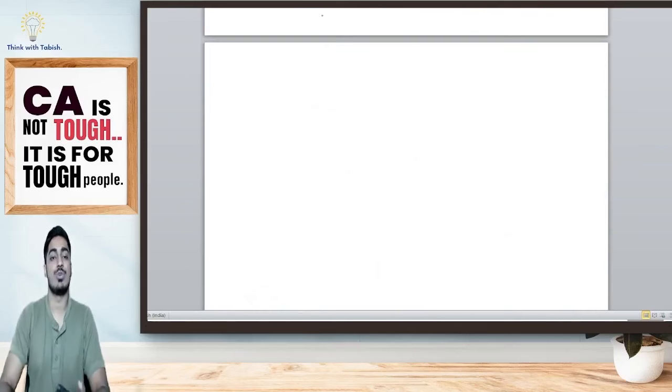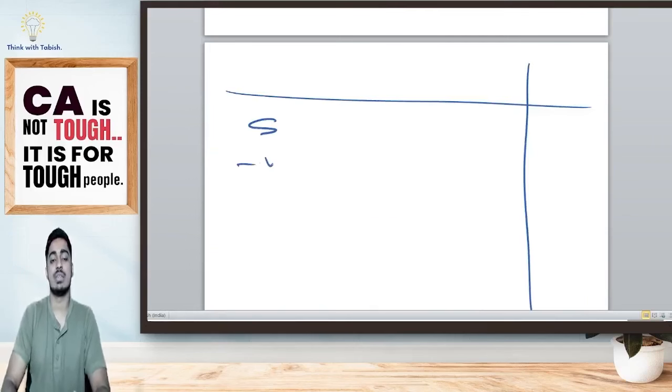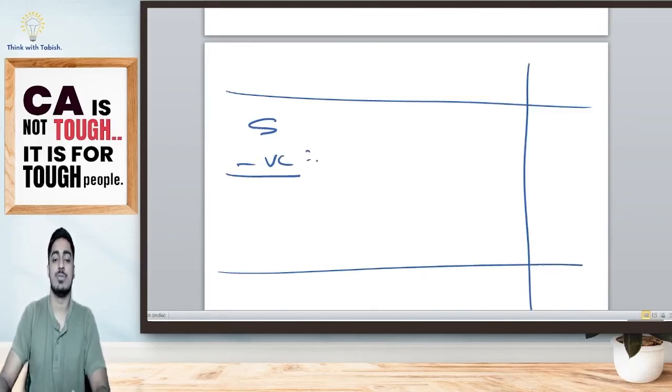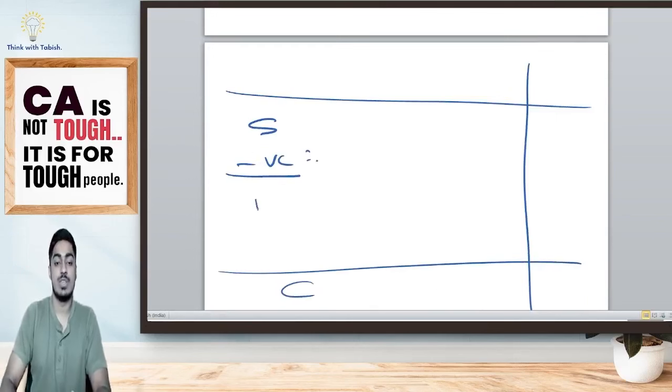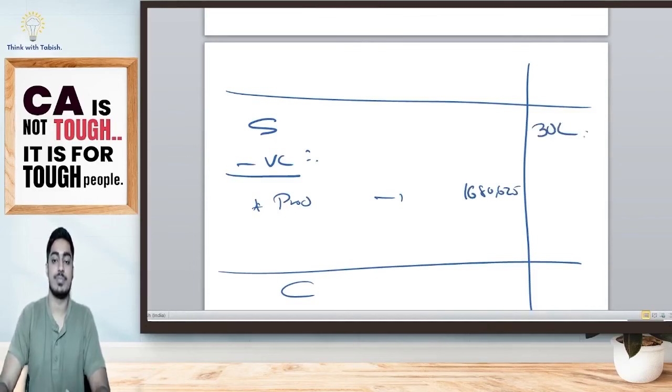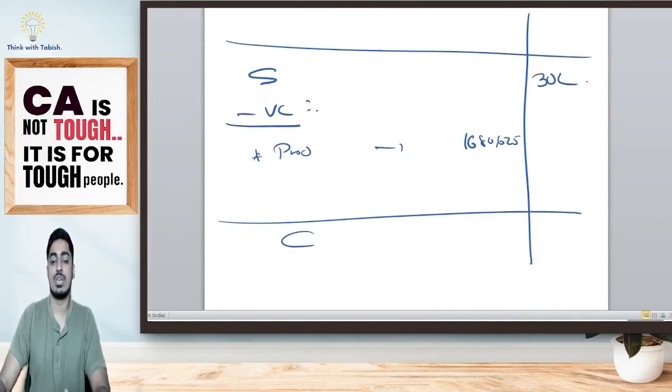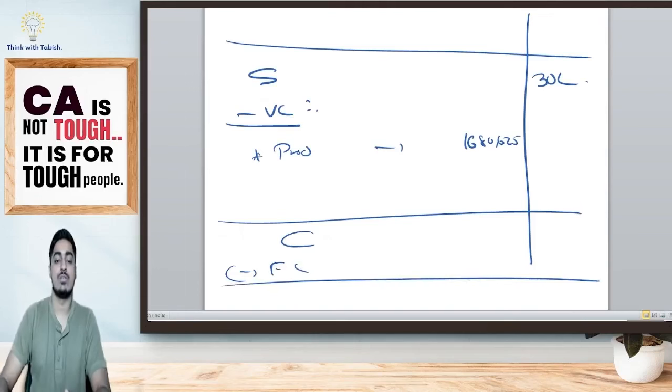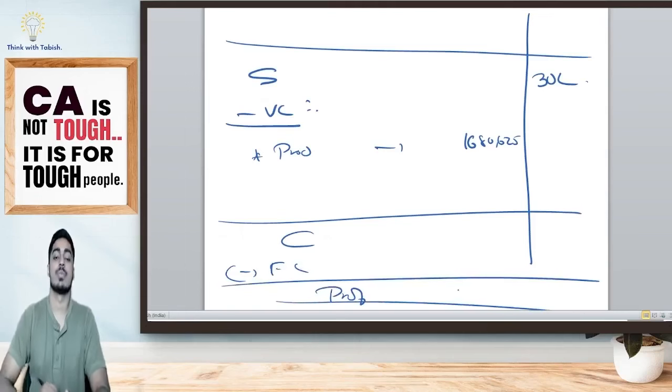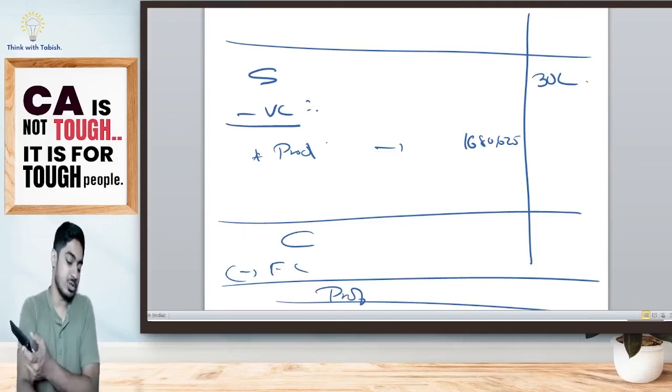Now here only I will, no, let me create it fresh. Let me not bring in more complications. Yes or no, students? Okay, anyways, it's just a matter of 1 or 2 minutes. Sales minus variable cost gives me contribution. Variable cost, I have my product cost, which is 16,80,625. Sales was 30 lakh. From my contribution I have to reduce my fixed cost, and I will get my profit. Now variable cost, I have my product cost, which is 16,80,625. I have my non-product cost.